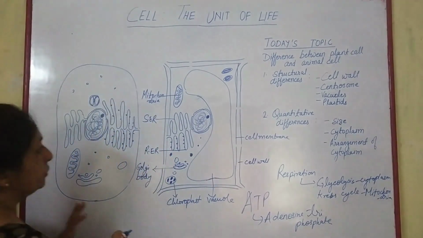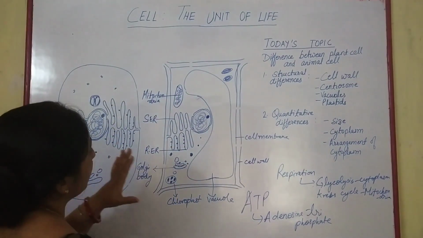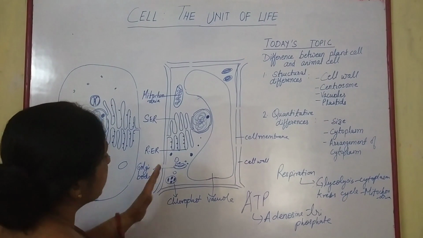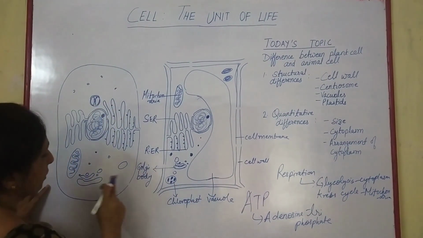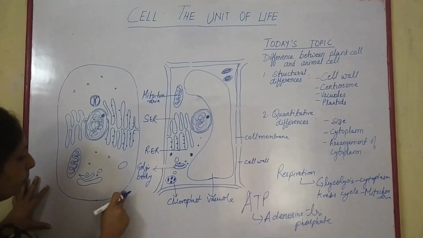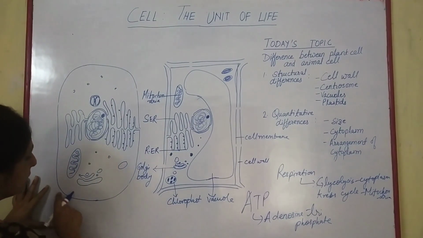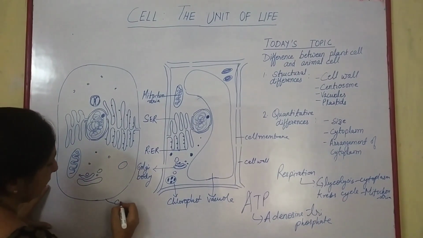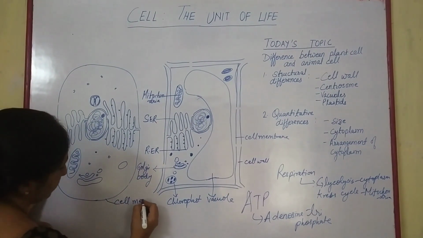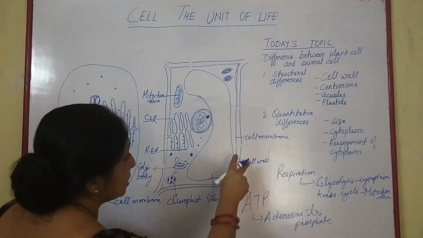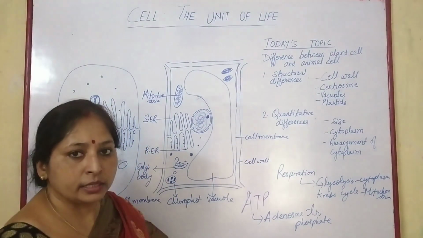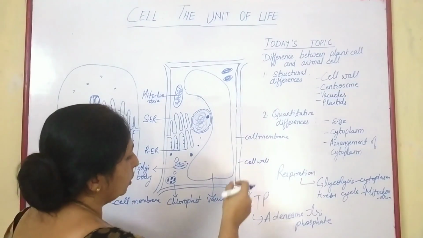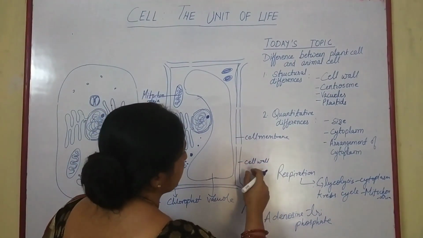So let's start with the first topic, the cell wall. For the structural difference, as you can see in the animal cell and plant cell, in the animal cell there is a single envelope, which is the cell membrane, and in the plant cell there are two coverings. One is the cell membrane, and the cell membrane is again surrounded by a covering, that is the cell wall.